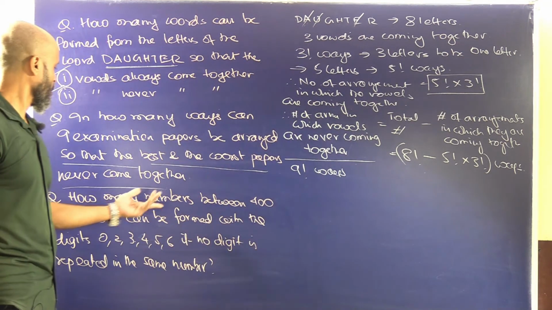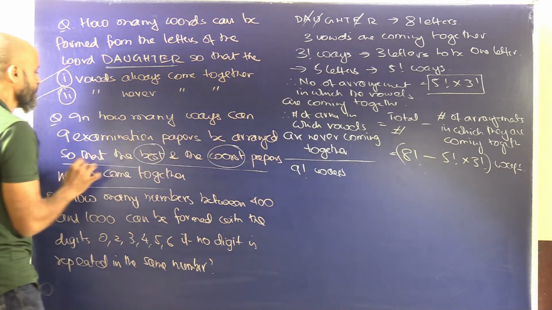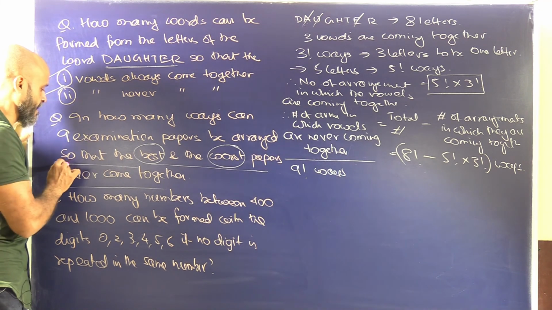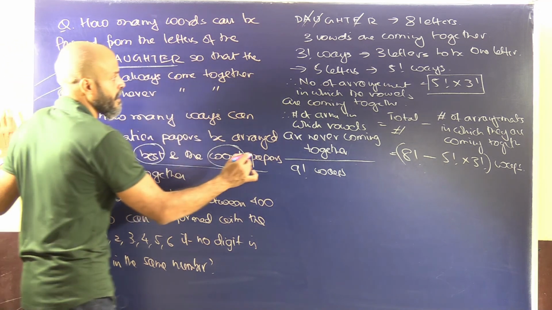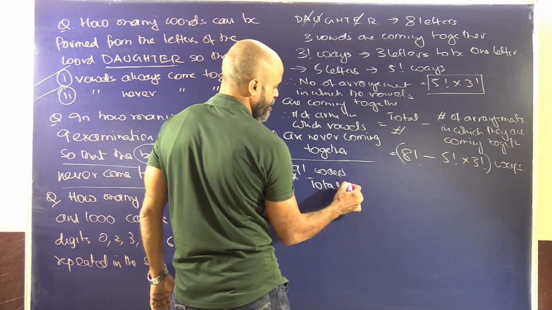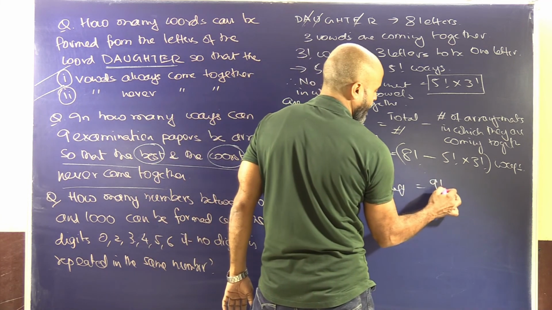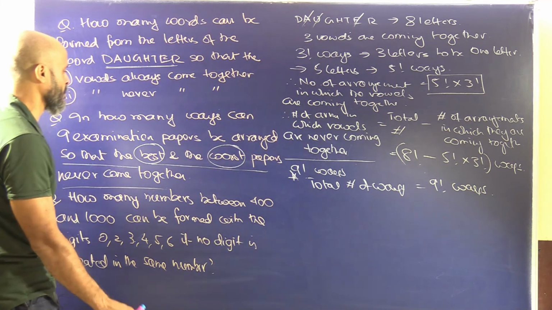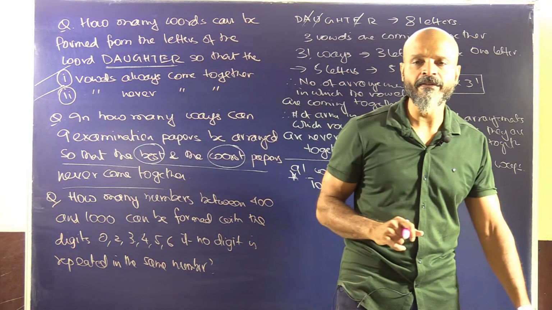Of course it depends upon the students whether the paper is best or worst, but still, in how many ways can 9 examination papers be arranged so that the best and the worst paper never come together? Now the total number of ways in which they can be arranged, without any consideration, will be factorial 9 ways. The best and the worst papers never come together. So how can we arrange this?